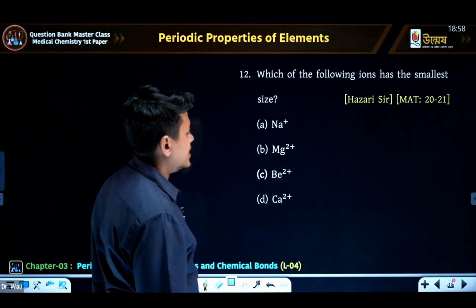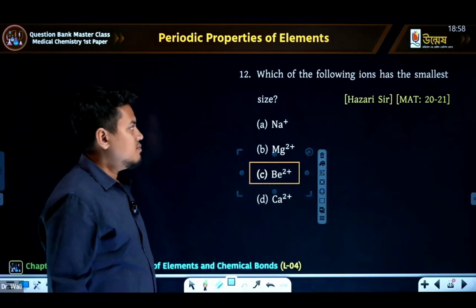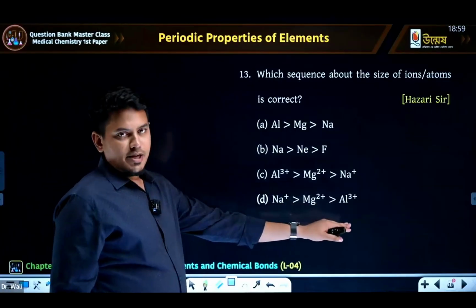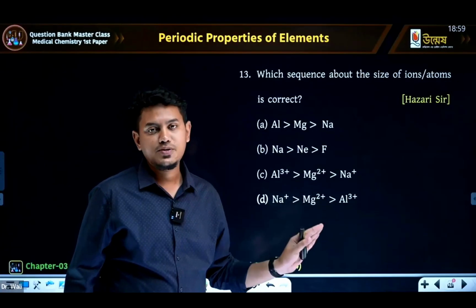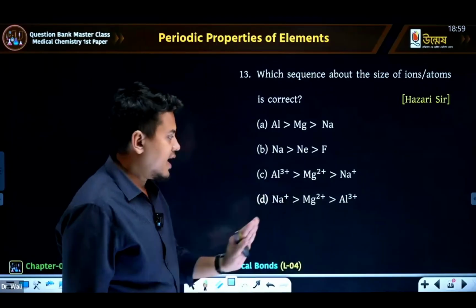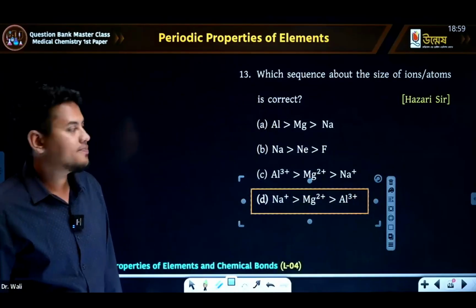Which of the following ions has the smallest size? In this scenario, we have already answered that beryllium 2+ will be the smallest ion. Which sequence about the size of ions or atoms is correct? Okay, sodium, magnesium, aluminum. These are the isoelectronic cations. For isoelectronic cations, the highest charged cation will be the smallest one. So in this case, this is the ideal way to represent their size.